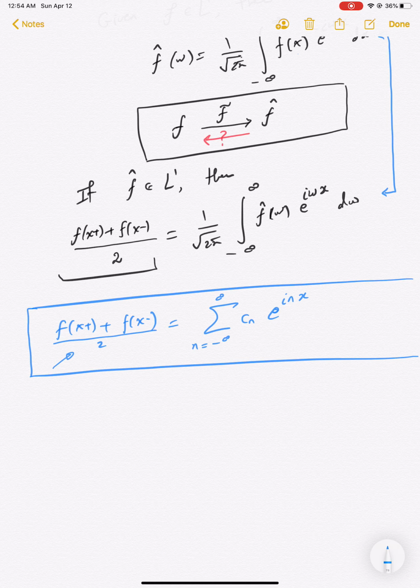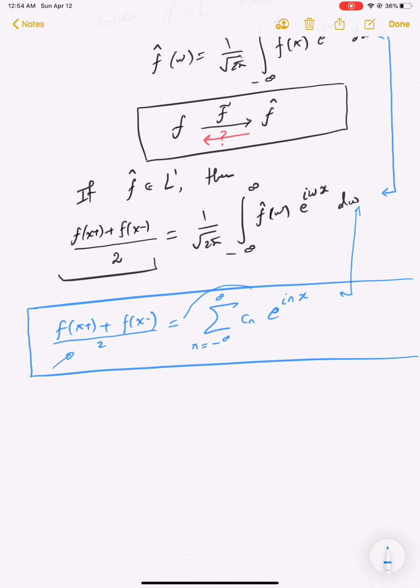So if you look at the two formulas now, I want to compare between them. They are almost identical. On the left, you have exactly the same thing, f of x plus f of x minus over 2. On the right, you have the sum.